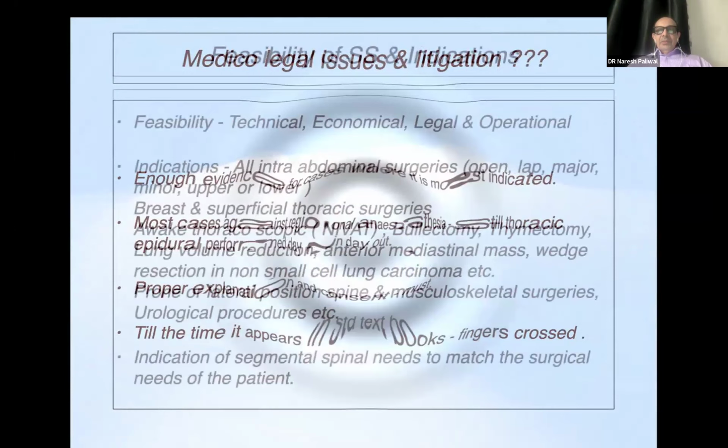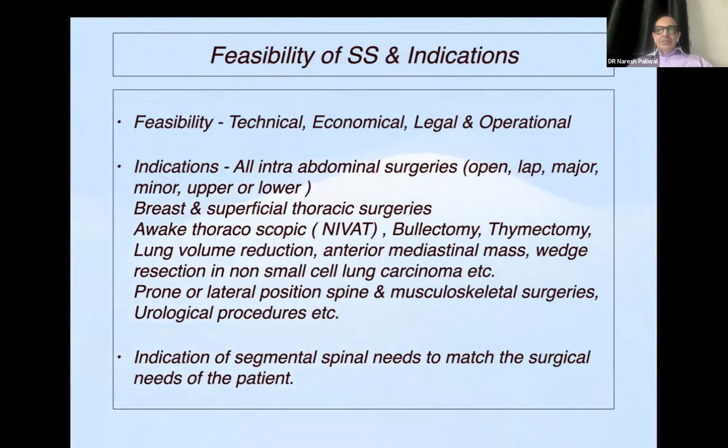Now, feasibility of segmental spinal and indications. Feasibility has 4 aspects: technical, economic, legal, and operational. Technically, it's not very difficult and not different from your routine lumbar spinal, especially at the low thoracic levels. Only at the mid thoracic level is it slightly difficult. Economically, it's very economical compared to other modes of anesthesia. Legal, still a question mark, but can be defended with strong indications. Operational, it can be done in any setup with basic minimum facilities.